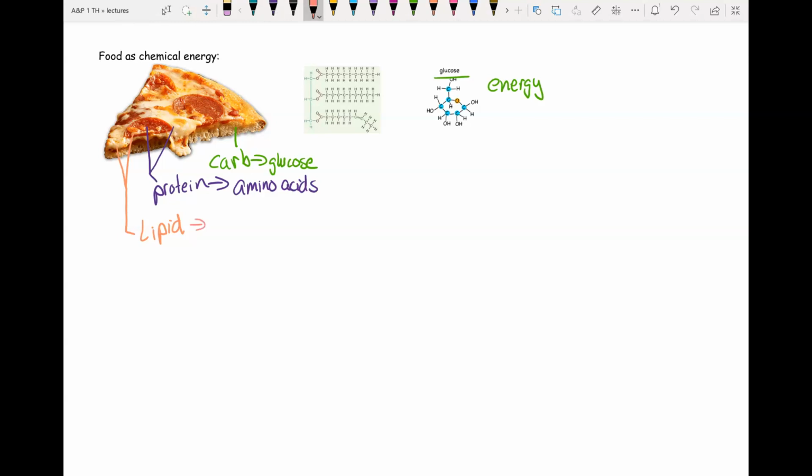When you digest lipids, one of the main things you get is triglycerides. And here is a picture of a triglyceride. And you can also use it for energy. So fats and carbohydrates are the main things you use for energy. And if we look at the triglyceride and the glucose, what they both have is hydrogen. Notice all these H's, all these hydrogens here in the glucose. So hydrogen is the main thing that you're going to use to get energy.